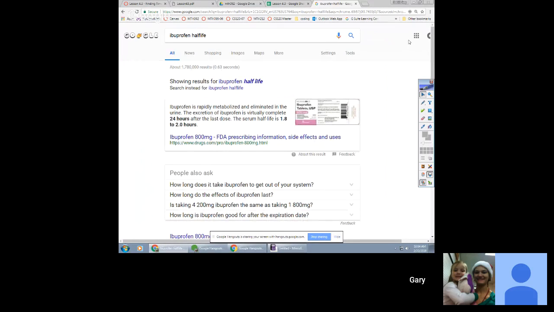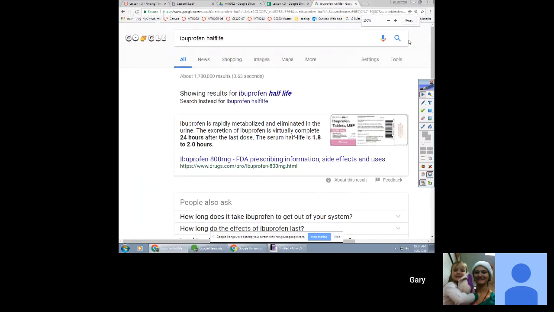You've probably all taken ibuprofen at one point in your life for fever, or to reduce inflammation, but it only lasts in your body for a little while, and usually there's a recommendation about how much to take and how often. Those recommendations are based on studies. One thing they come up with in the study is how it dissipates in your body, how your body eliminates it over time.